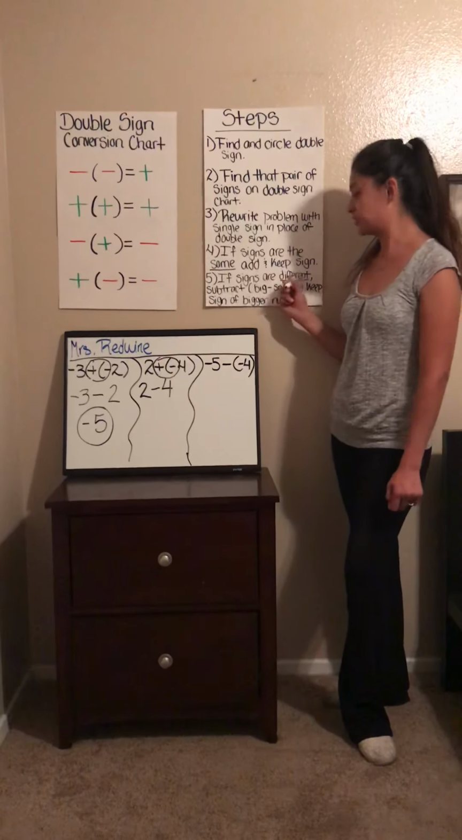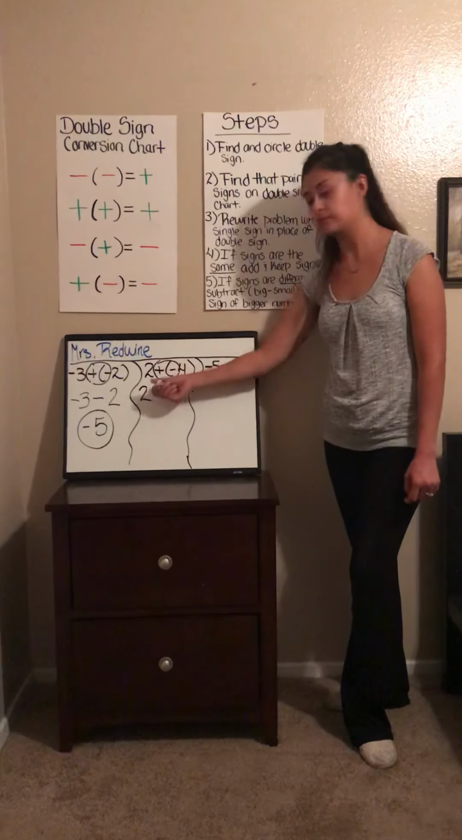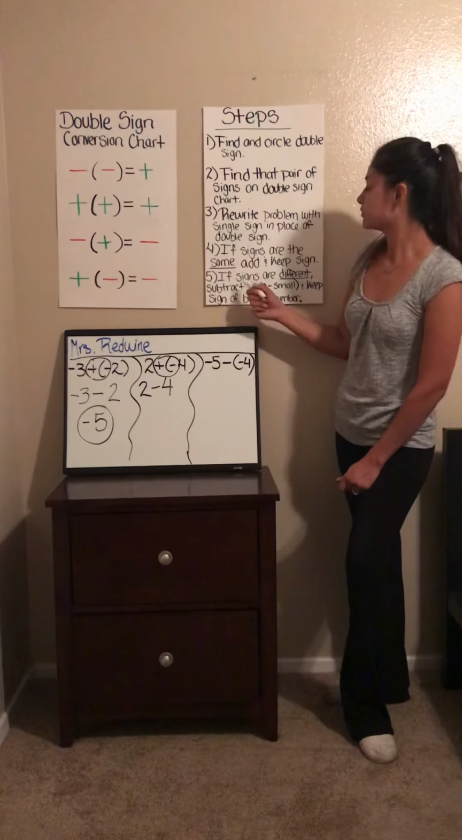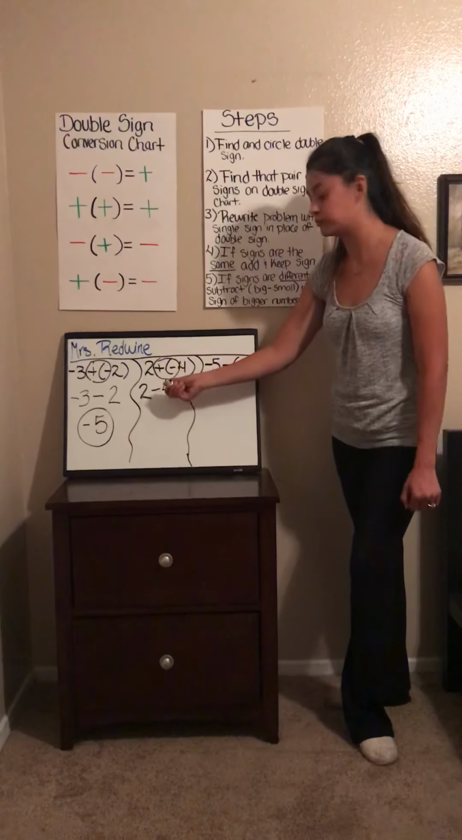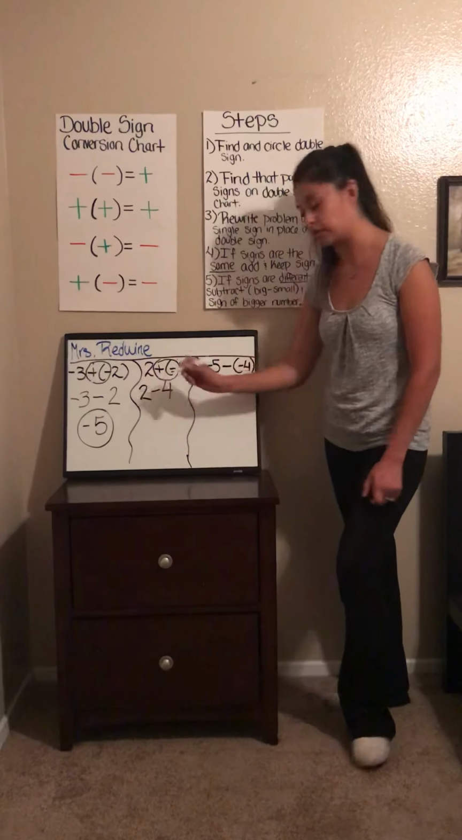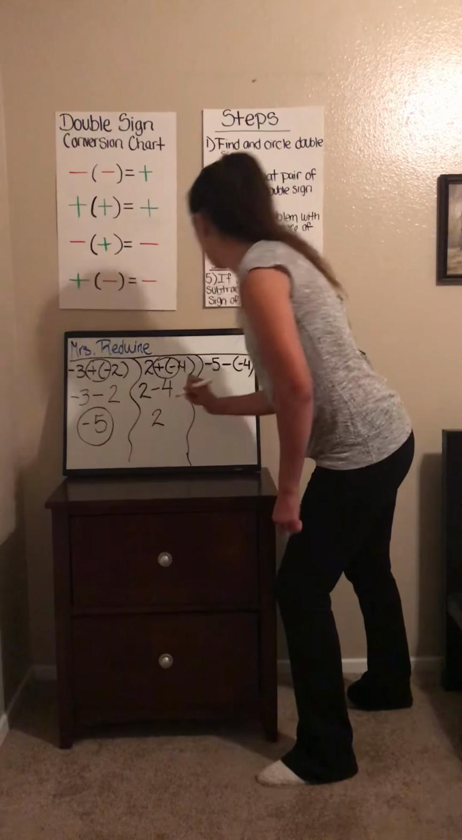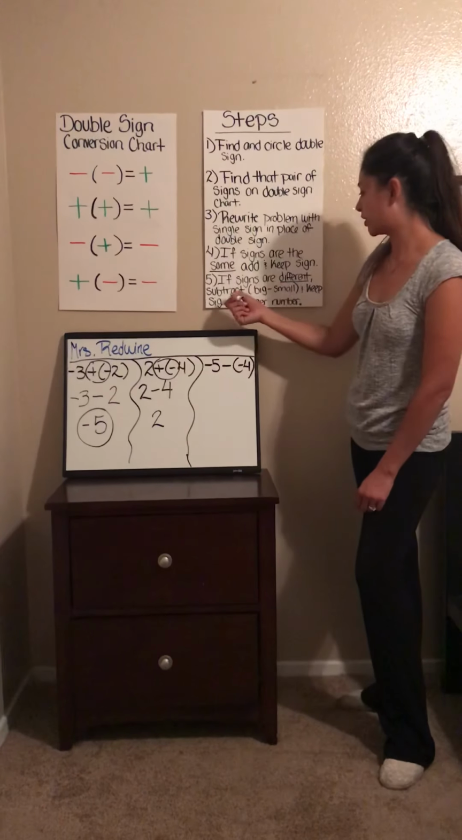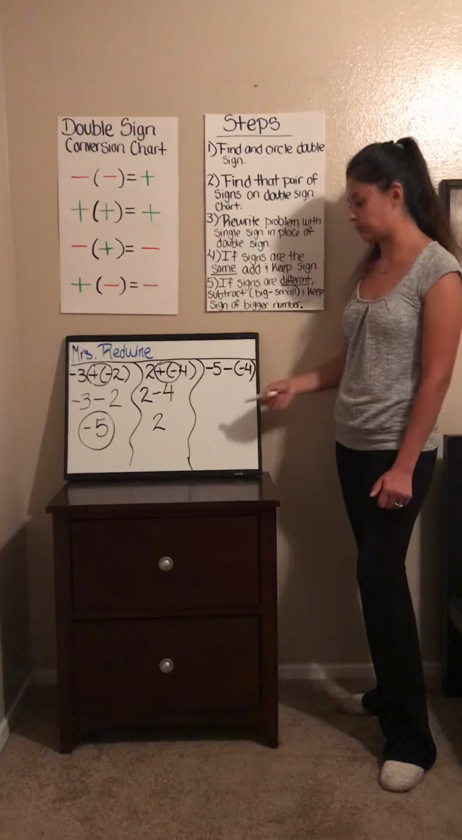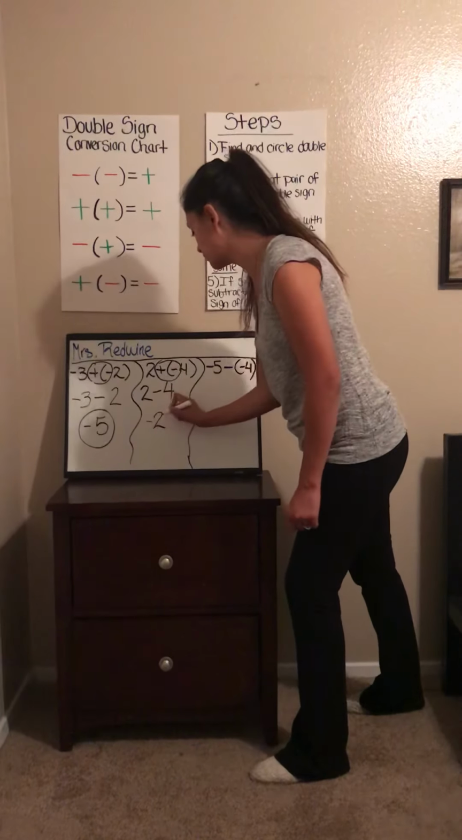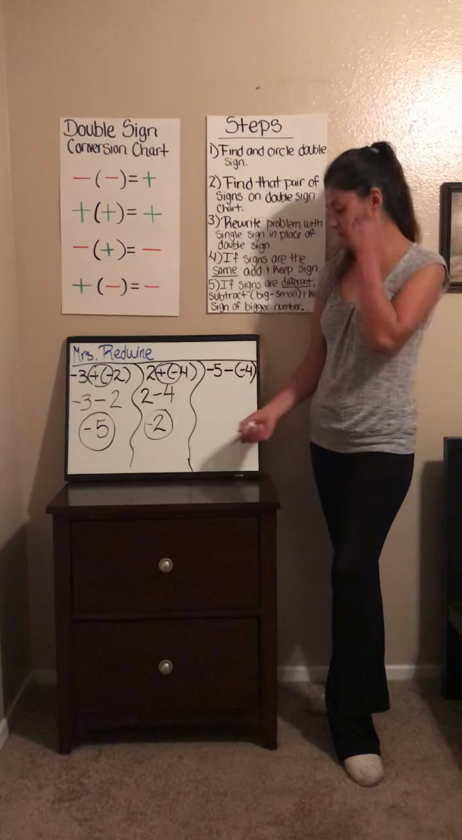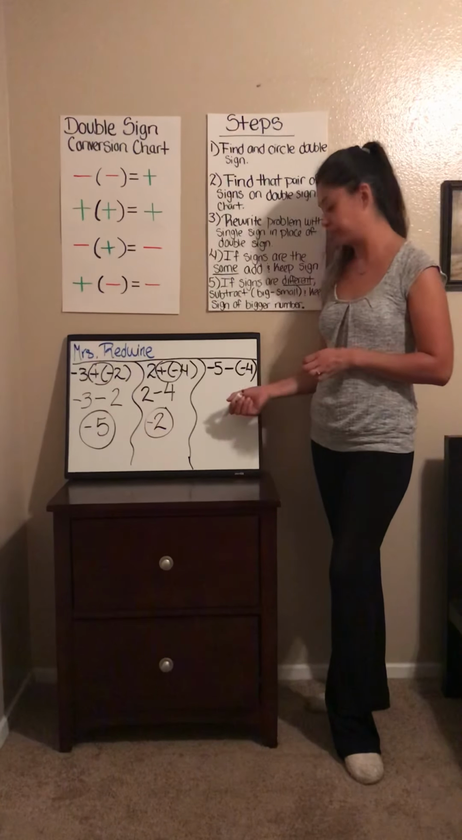If the signs are different, they're different, we have a positive, we have a negative, we're going to subtract the bigger from the smaller number. So we're going to say, what is 4 minus 2? It is 2. And then we're going to keep the sign of the bigger number. So the bigger number is 4, and it's negative, so the answer is going to be negative 2. So 2 plus negative 4 is negative 2. And we're going to do one more.